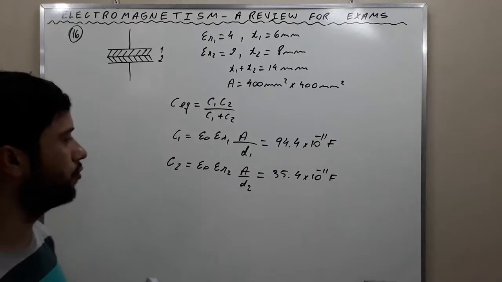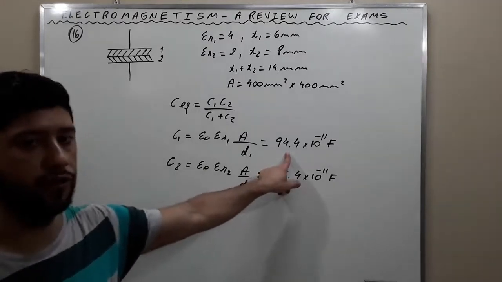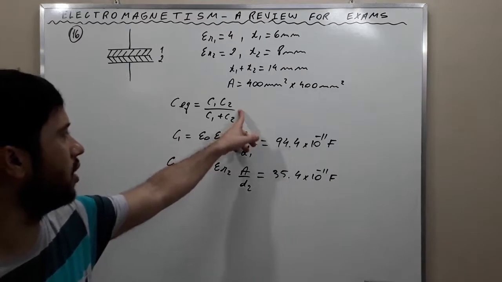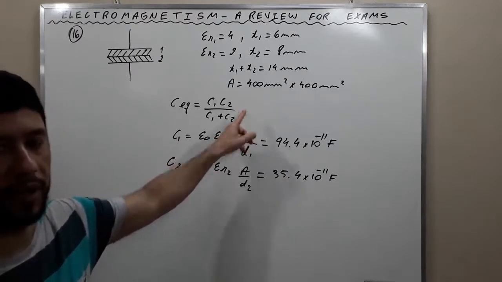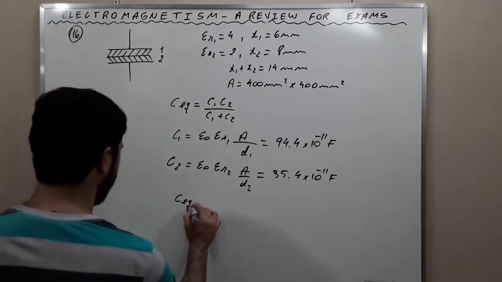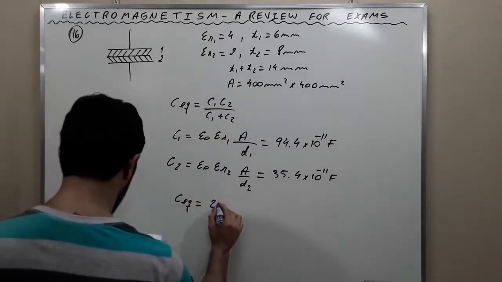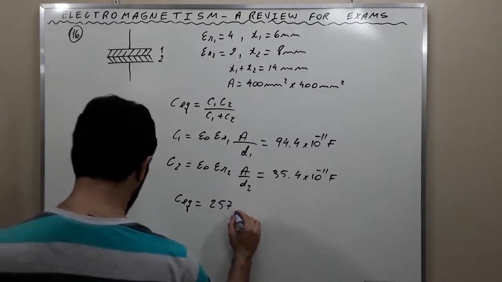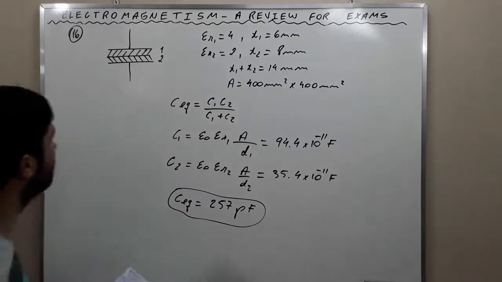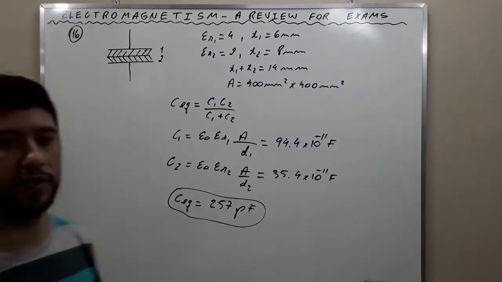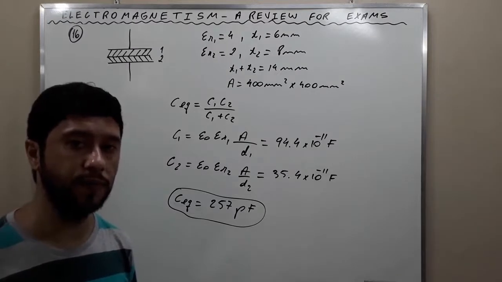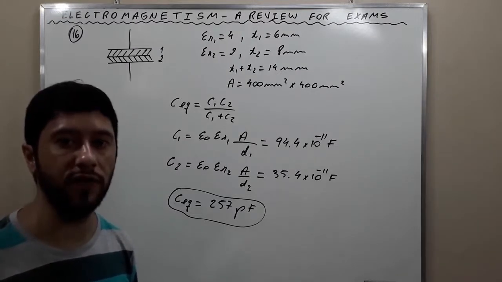And to finish, we need to use these values in this expression here to calculate the equivalent capacitance. And the equivalent capacitance is 257 picofarads. This is the solution of exercise 16. Very simple, isn't it? Let's go to exercise 17.